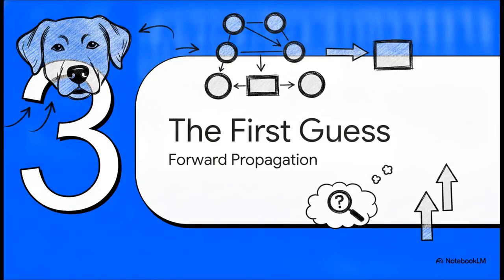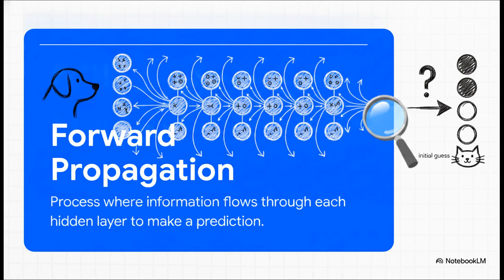Section 3, the first guess, forward propagation and loss. Now that our architecture is built, let's walk through the life cycle of a prediction. What mechanically happens when we feed a picture of a dog into our brand new network? Well, learning always kicks off with a process called forward propagation. The image of the dog enters the input layer, and then that data absolutely sprints forward through every single hidden layer. Every neuron is rapidly doing its multiply, add, and activate calculations. The data flows relentlessly from start to finish just to make its initial guess.